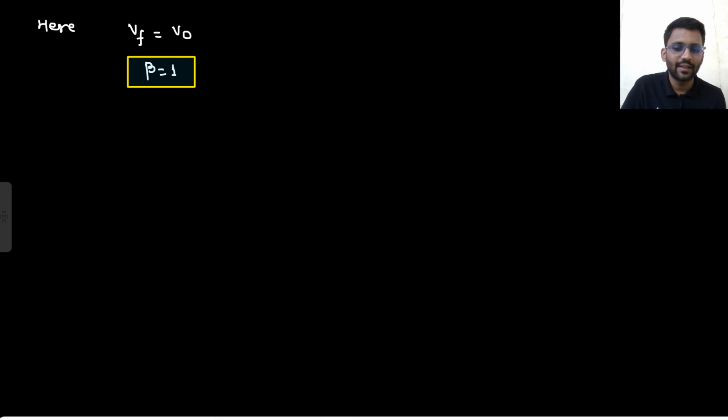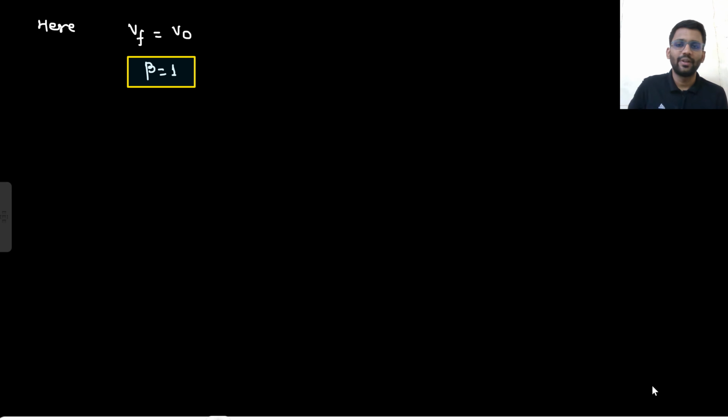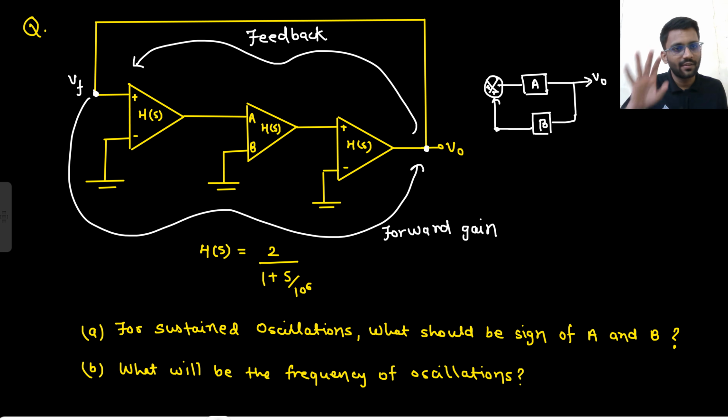If you have studied the feedback amplifiers, then only you will be able to understand the oscillations. Otherwise, you will not be able to understand. Now, don't ask me what is VF, because if you have studied feedback amplifiers, then you know what is VF. VF is beta V naught, right? So here the feedback factor is 1. So VF is equal to V naught. So beta is 1 here. What is A? We don't need to think about it. First, what is our question?